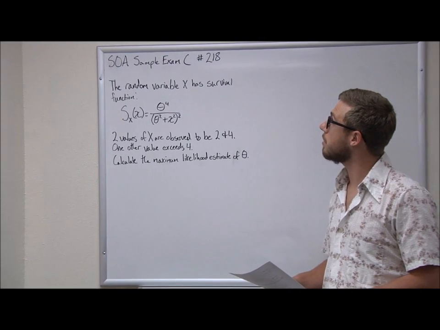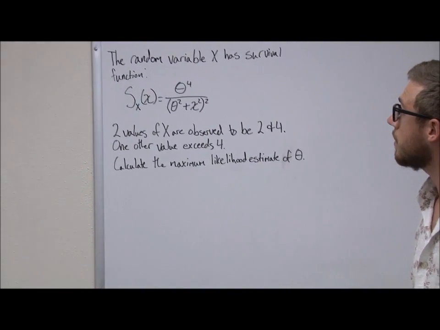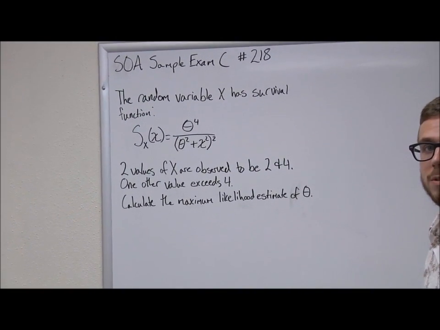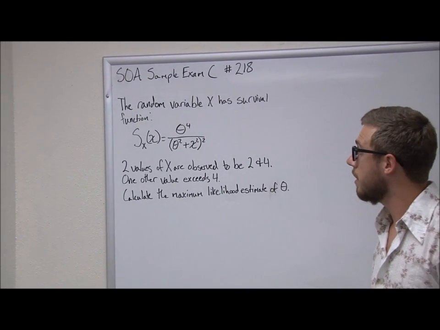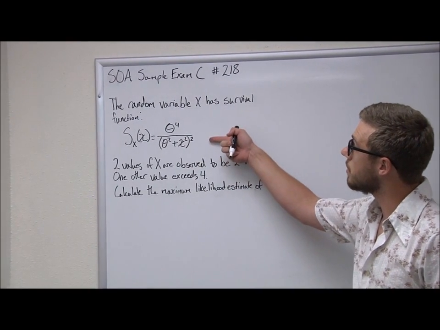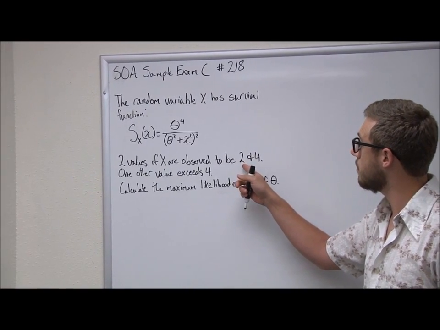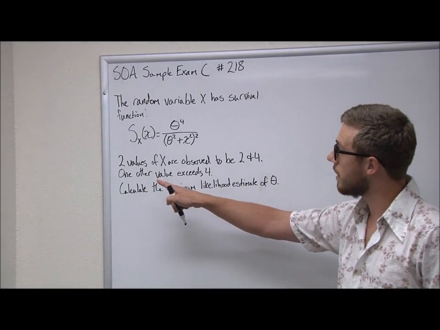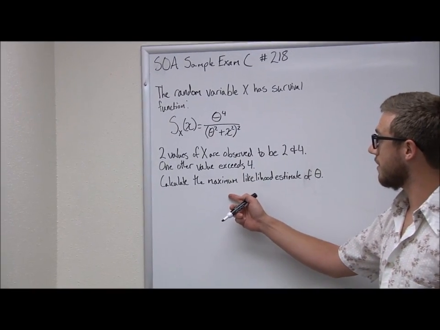I'm going to be working problem 218 from the SOA sample exam. This is a problem dealing with maximum likelihood estimation, and it involves censoring as well. So the problem gives you the survival function and two values of x that were observed, 2 and 4, and then it says that one other value exceeds 4. And then it asks to find the maximum likelihood estimate.